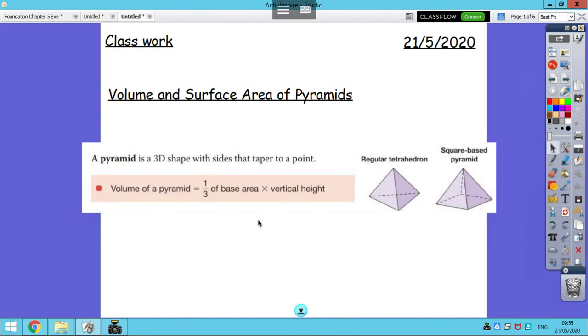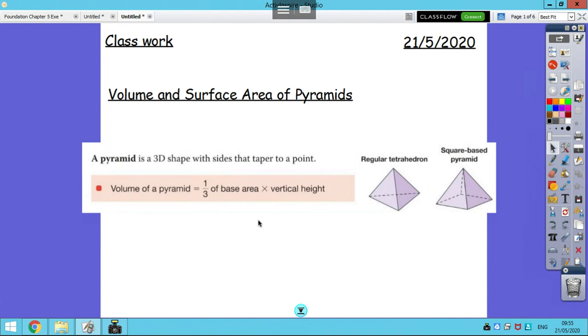Shall we start by writing down the date and the title, and then we'll get onto this picture on the board. Pause the video whenever you want to, so you can catch up with me, and we'll go from there. So a pyramid is a 3D shape.